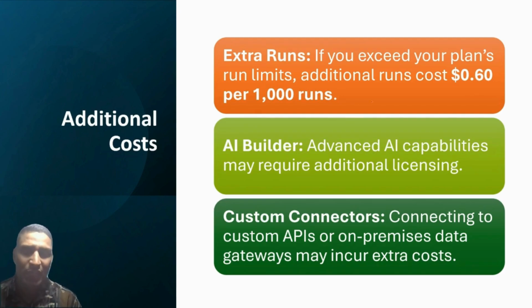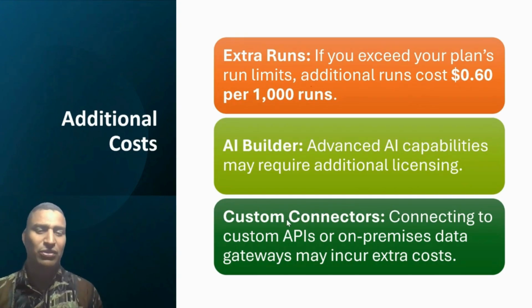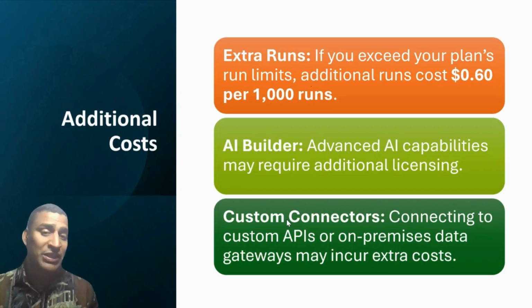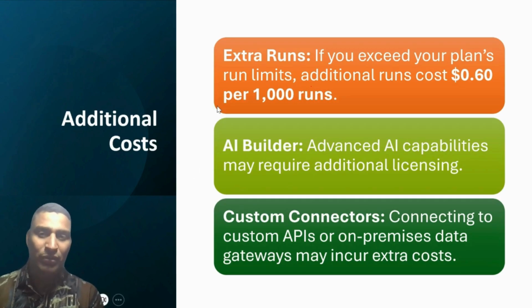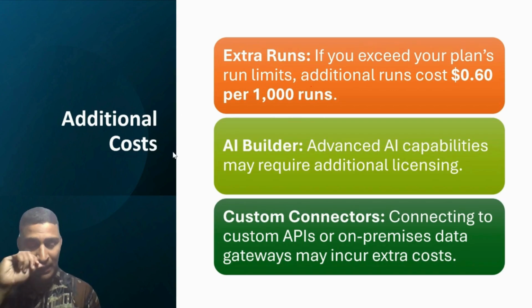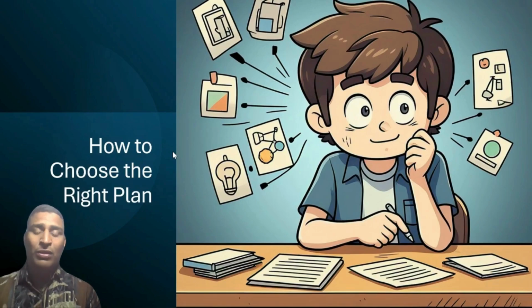Whereas here, AI Builder also has advanced AI capabilities. You can see here custom connectors, connecting to custom APIs or an on-premise data gateway, may incur extra cost. So these are the three areas where you might need to pay extra cost while using Power Automate. When you are using these features, you need to make sure that your organization may need to pay additional cost for these areas.